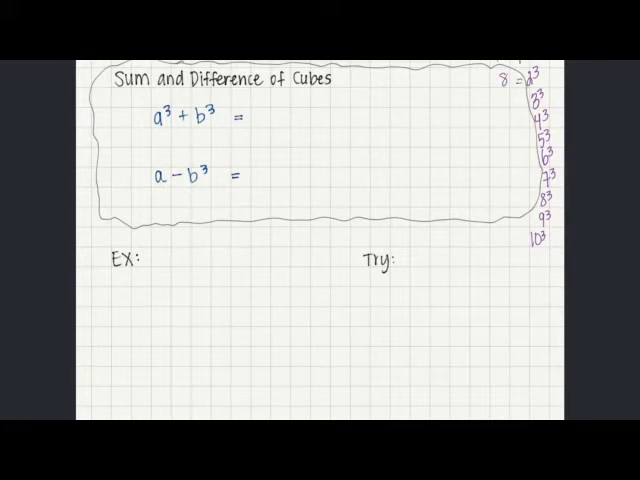1 cubed is 1, 2 cubed is 8, 3 cubed is 27, 4 cubed is 64, 5 cubed is 125, 6 cubed is 216, 7 cubed is 343, 8 cubed is 512, 9 cubed is 729, and 10 cubed is 1000. And you need to be able to recite those as fast as I just did myself. Maybe even faster. Sometimes I have students who will be a little bit faster than me on that.